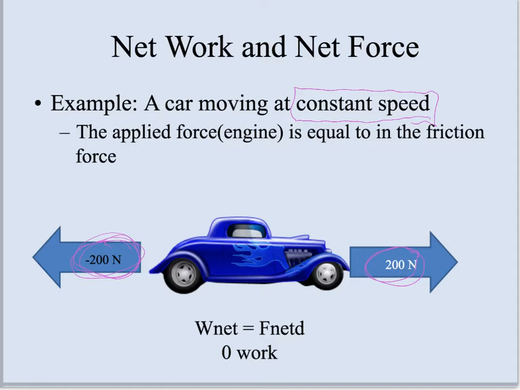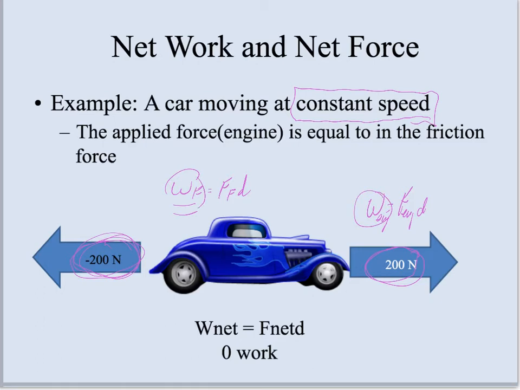If I wanted to figure out the work done by the engine, I could take the force of the engine multiplied by the displacement of the car. But overall, the net work on the car is zero. If I wanted to find the work done by friction, I would take the force of friction on the car and multiply it by the displacement of the car. In both cases, I'm going to get a value. Here I'm going to get a negative value. Here I'm going to get a positive value.